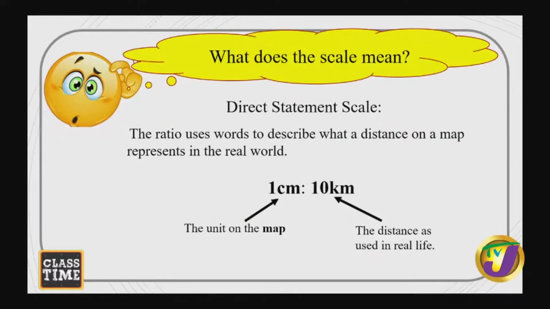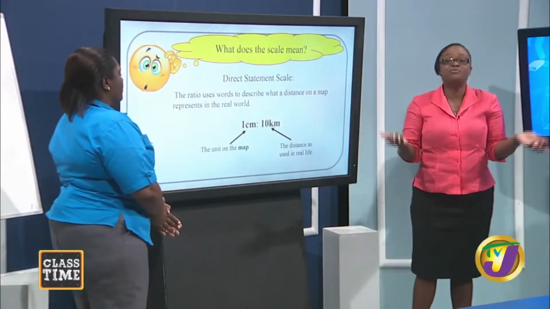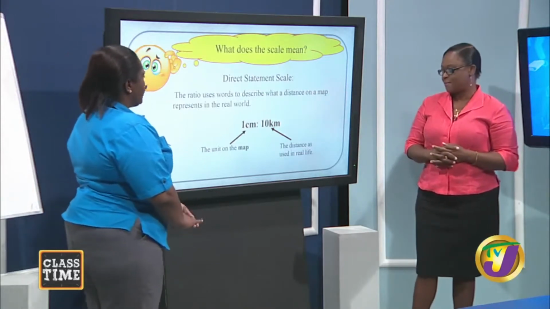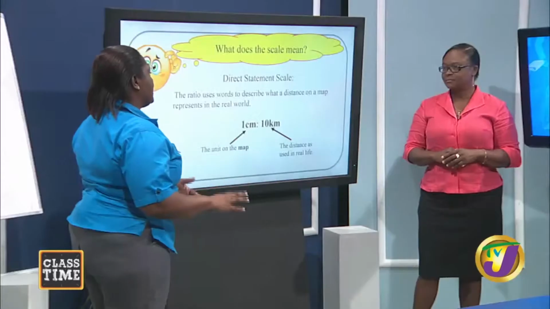The direct statement scale uses words to describe what a distance on the map represents in real life. What is on the map has a measure, and I can match that measure to a distance actually laid out on the Earth's surface. For example, 1 centimeter to 10 kilometers. The 1 centimeter is the unit on the map. In real life, we could not have drawn 10 kilometers on a book page, so the 10 kilometers is the actual distance in real life.